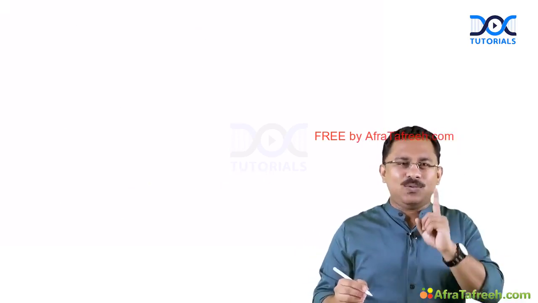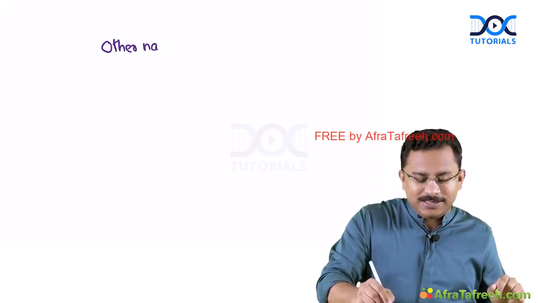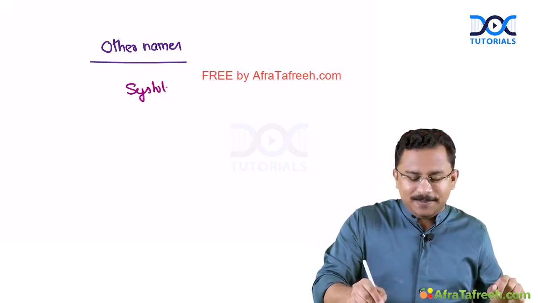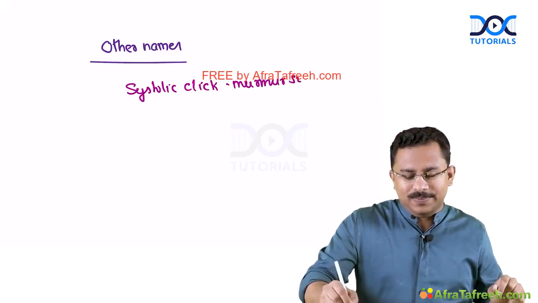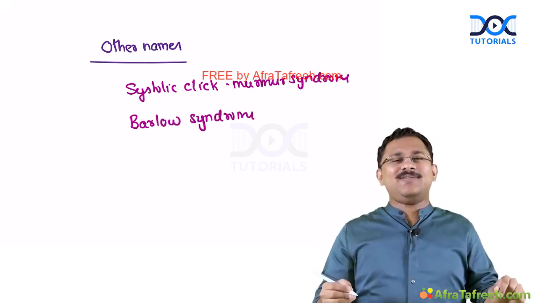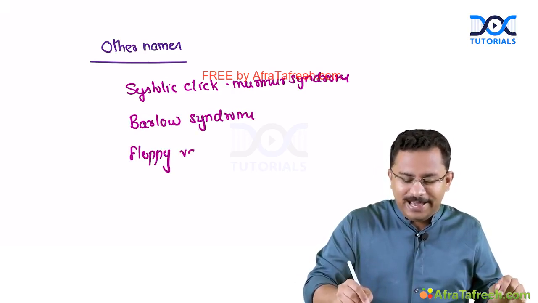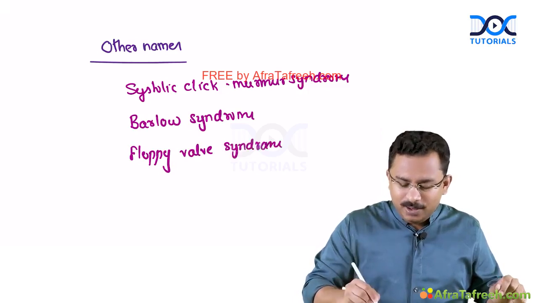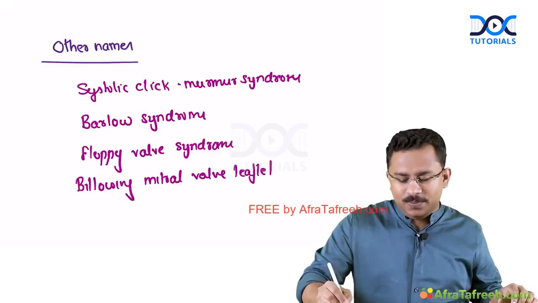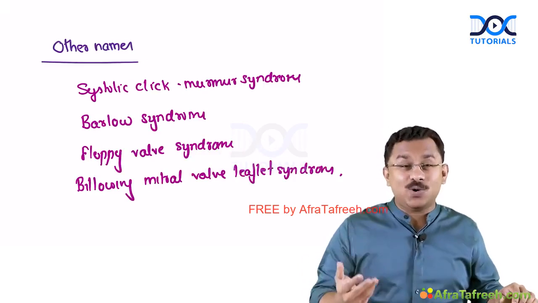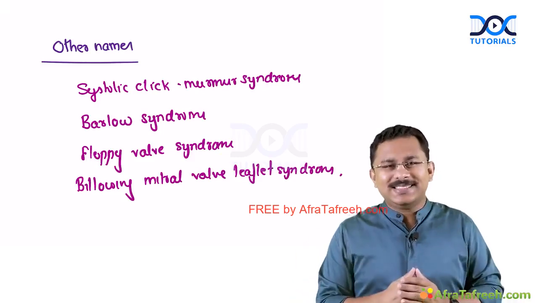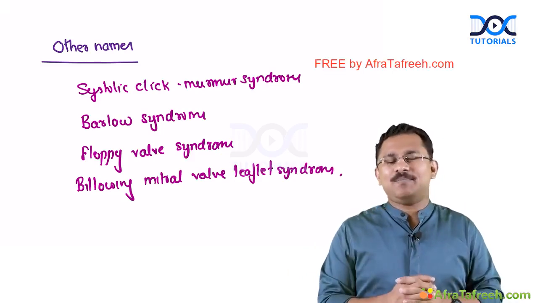Just to end, let me add one more point, that is about the other names for this entity of mitral valve prolapse. Since you have a click and a murmur, one name is systolic click murmur syndrome. You can call it Barlow syndrome, which is another alternative name. You can call it floppy valve syndrome, and also billowing mitral valve leaflet syndrome. So systolic click murmur syndrome, Barlow syndrome, floppy valve syndrome, billowing mitral leaflet syndrome. These are the other names for this entity of MVP. So MVP, simple but important topic.